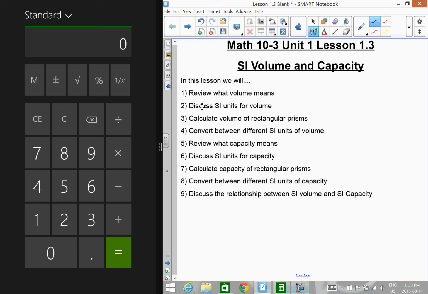All right, so we're going to talk about what volume is, the SI units for volume, calculating the volume of rectangular prisms. Then we're going to do some converting of SI units of volume, review what capacity means. Actually, we're going to stop at number 4. 5 and on will be the next lesson.